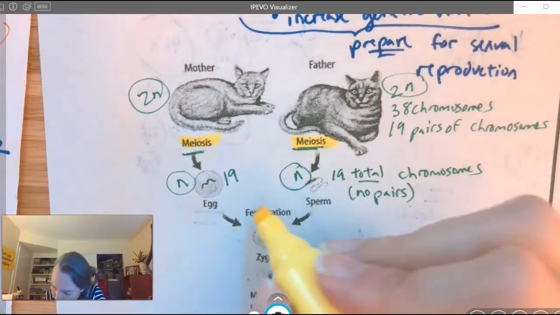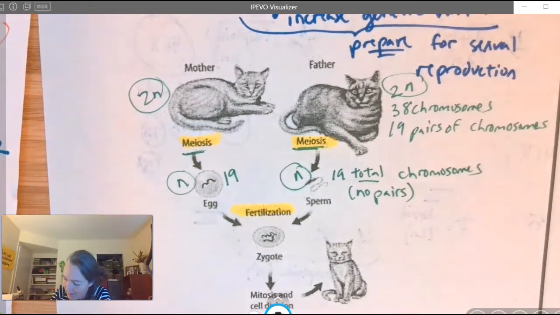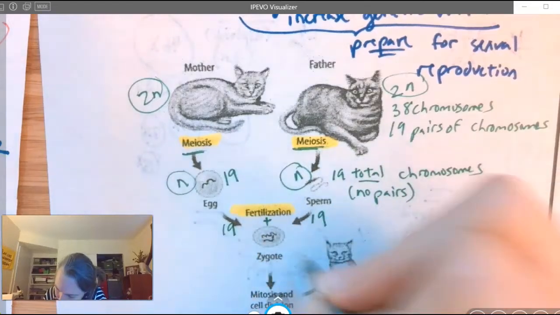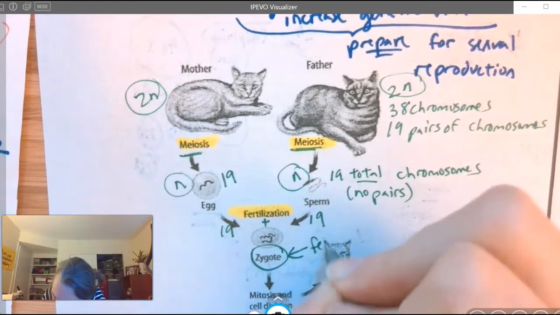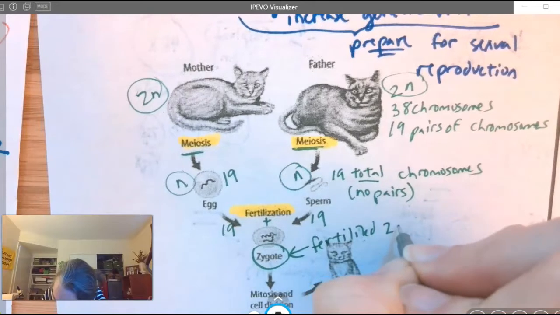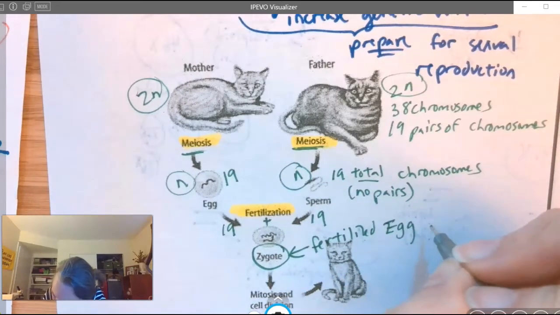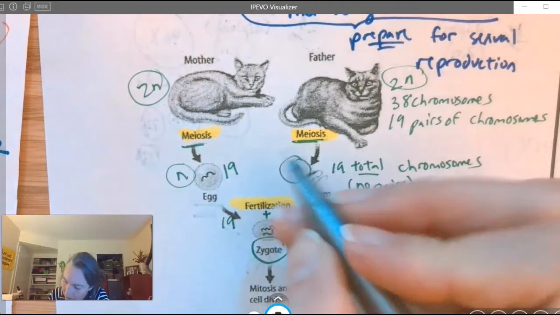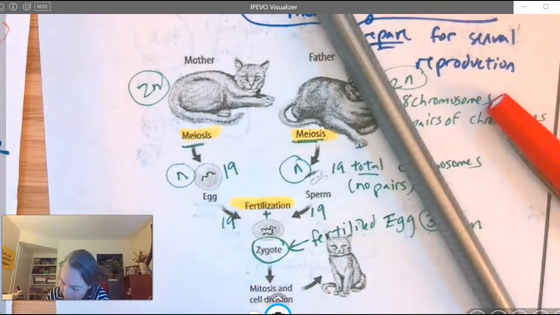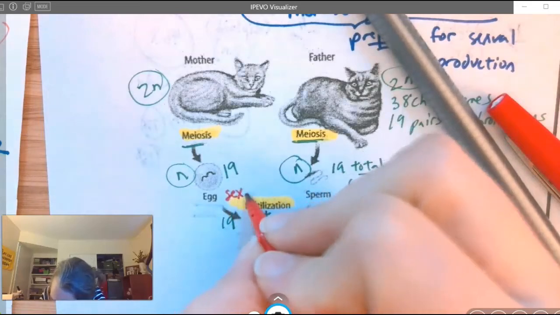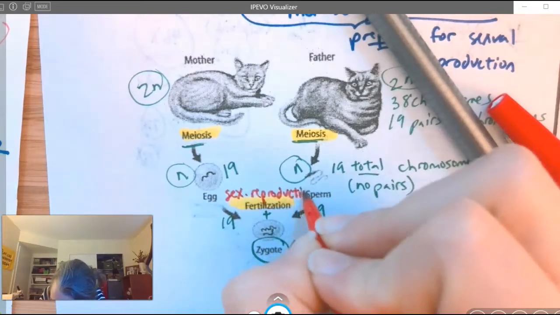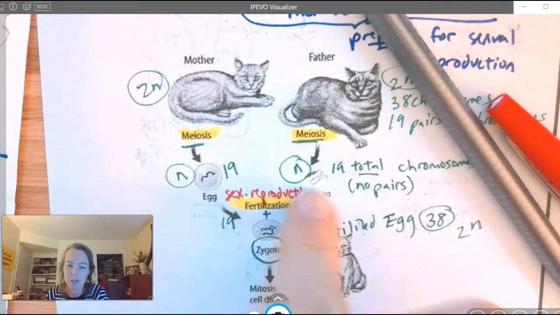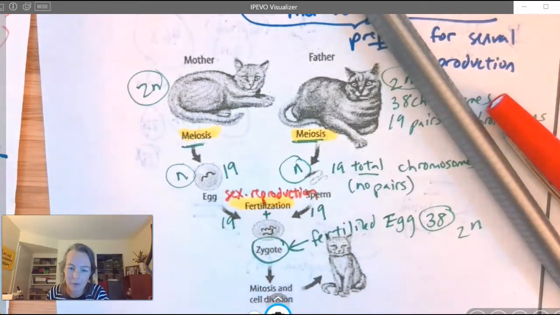Next, we have fertilization. That's when the egg and sperm come together. So 19 chromosomes plus 19 chromosomes, and the zygote, or fertilized egg, now has 38 chromosomes again. So we're back up to 2N. So this fertilization process is a result of sexual reproduction. Meiosis prepares the sperm and the egg cells for sexual reproduction. Then sexual reproduction occurs when the sperm and the egg unites. We get a zygote or the fertilized egg.